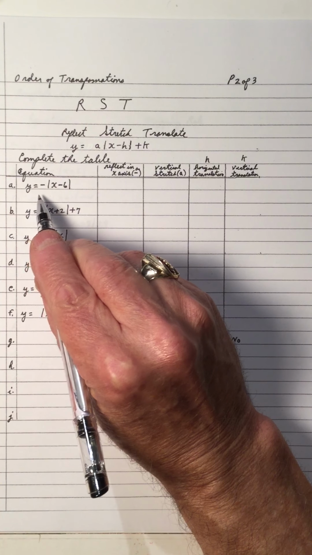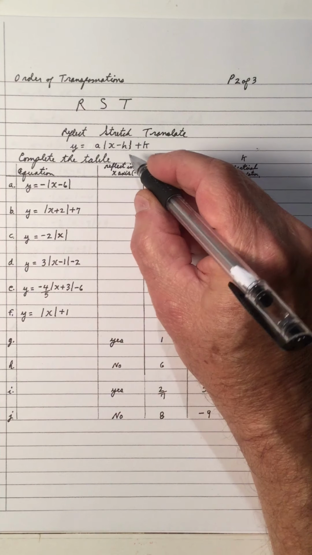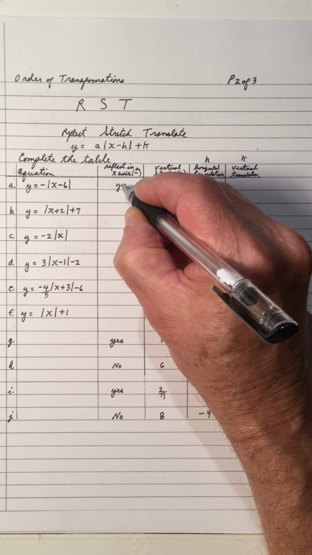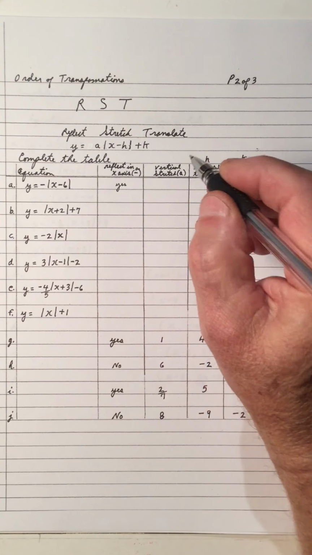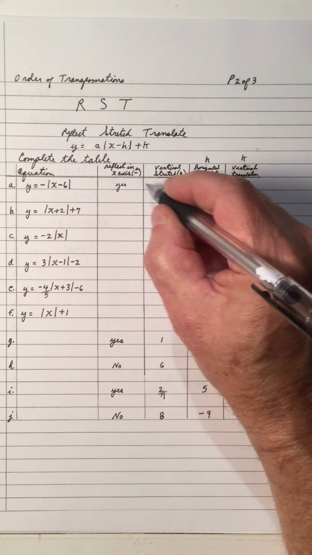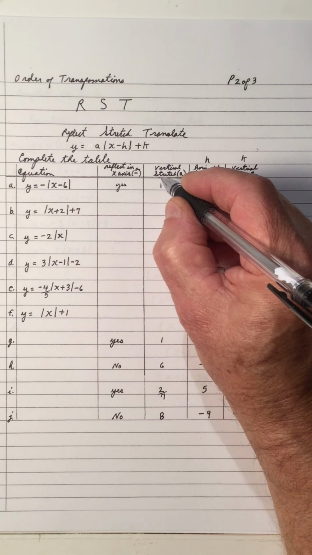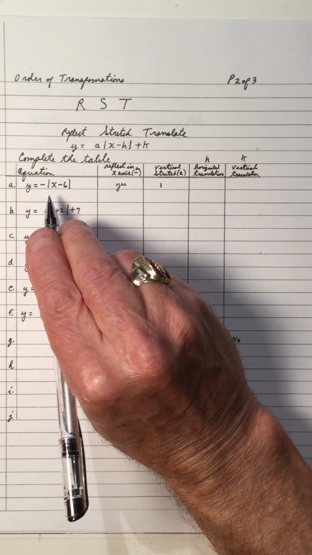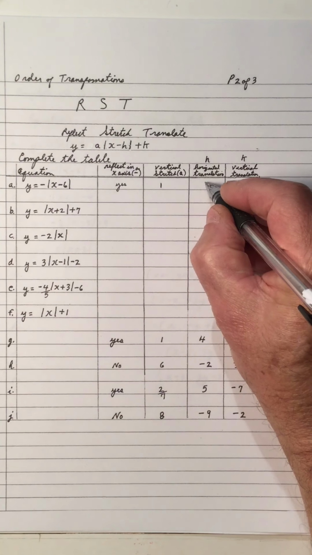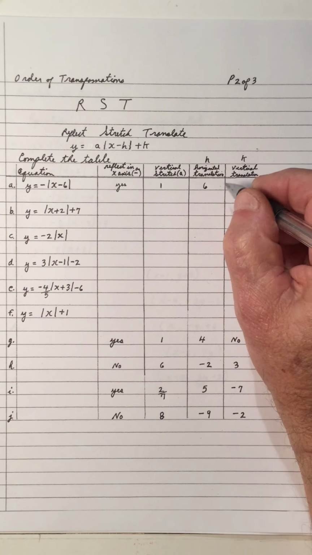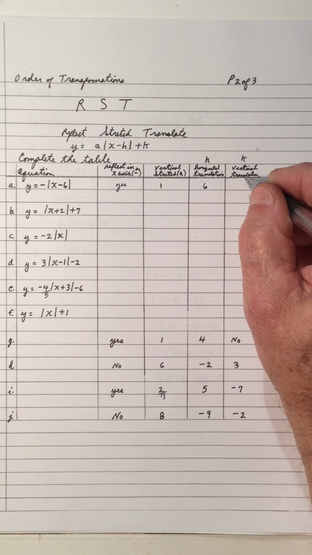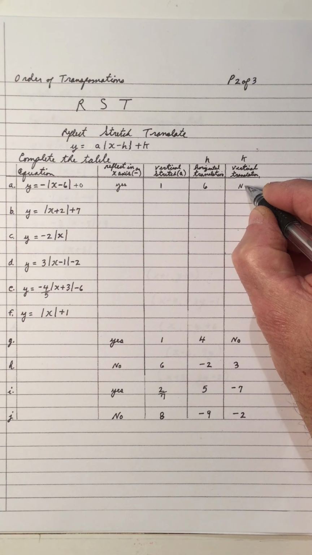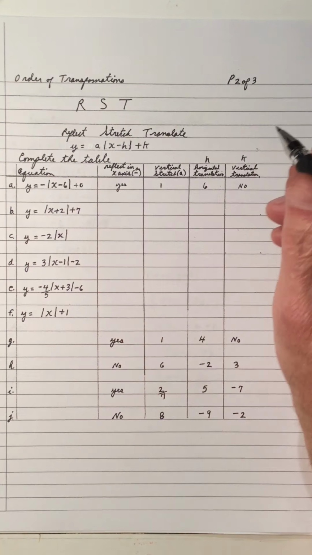The equation y equals negative absolute value of x minus 6. Reflect in the x-axis? If a is negative, the answer is yes, it's reflected in the x-axis because we have a negative. The vertical stretch a is 1, so really there's no vertical stretch because the shape remains the same because the slope is 1. The horizontal translation is the opposite of negative 6, so it's 6 units to the right. And the vertical translation is none, because there's a 0 on the end.